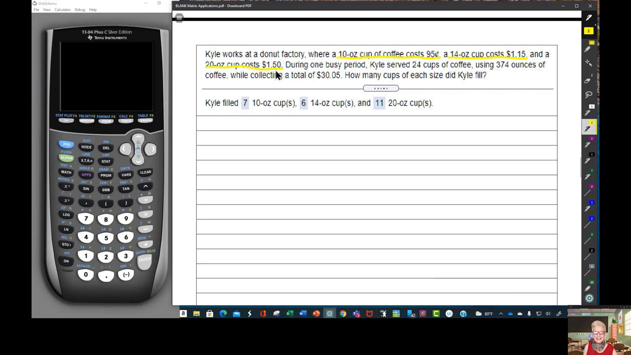During one busy period, Kyle served 24 cups of coffee using 374 ounces of coffee while collecting a total of $30.05. How many cups of each size did Kyle fill? It looks like another XYZ problem to me.